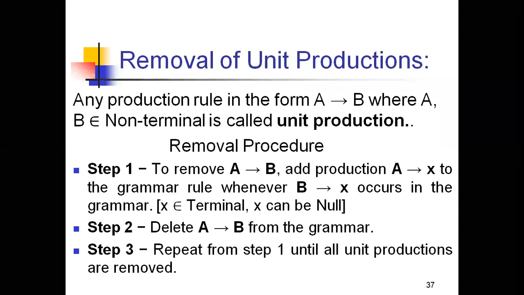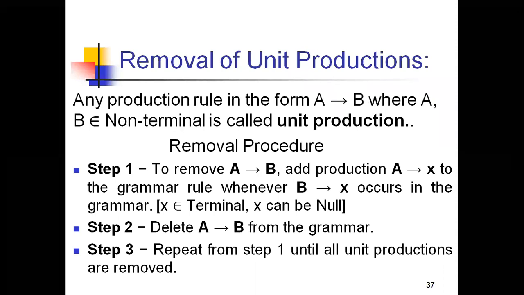Removal of unit productions. Here you are removing the unit productions. First of all, you need to know how unit productions are represented. That means any production rule in the form of variable tends to variable, A tends to B, where A and B belong to the variables, then we can call it a unit production. Any production rule in the form of A tends to B, where A and B are non-terminals, can be called a unit production, right? So how to remove these unit productions?